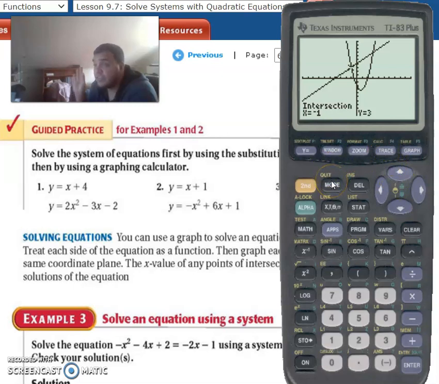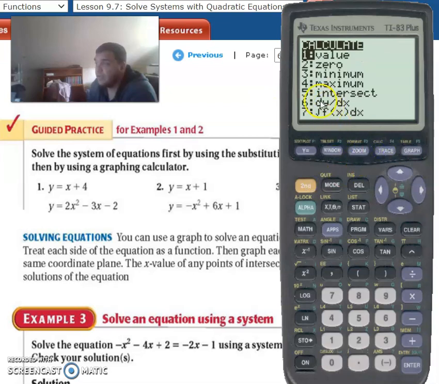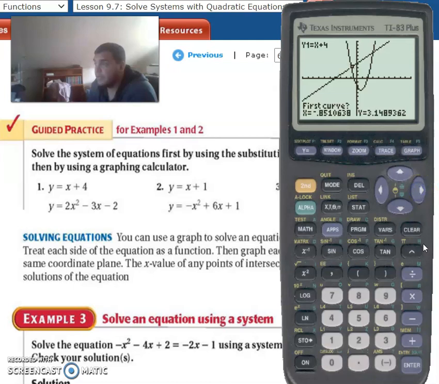Then we're going to do the same exact thing again. So second, trace. We want the intersect, so option 5. First curve, we don't care because there's only 2 curves. Enter, enter. Now I have to guess the other side. I want to guess the other side around here so it knows to give me this one. I don't want this one anymore. I already know it's negative 1 comma 3. Press enter. 3 comma 7. So if you have a calculator, some of this stuff could be really easy.